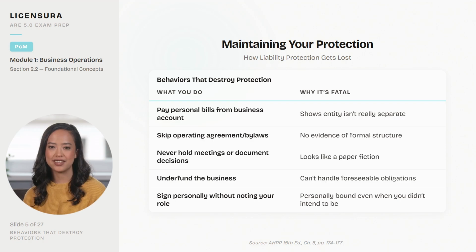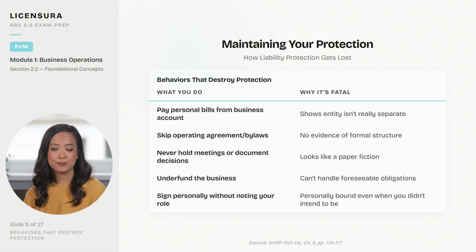All right, so you've set up your LLC or corporation. You've got that liability shield in place. You're protected, right? Not always. Here's the thing. Just having an LLC on paper doesn't automatically guarantee protection. Courts can pierce the veil, that's the actual legal term, and hold you personally liable if you've been misusing the structure. Let me walk you through the behaviors that'll cost you your protection.